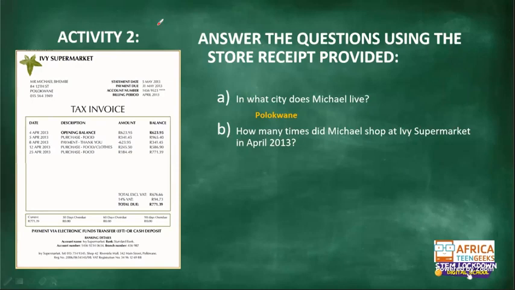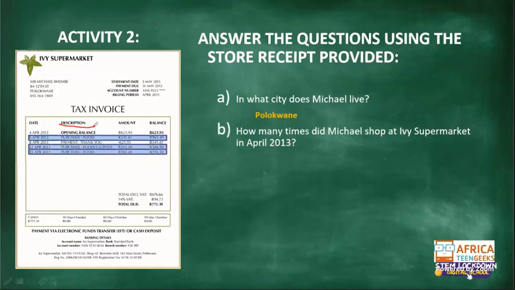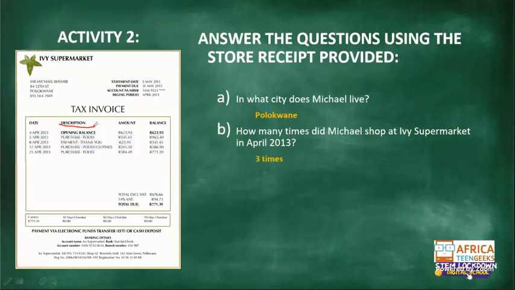How many times did he shop? If we look at the statement, it actually says in the description, here's a description. And if we go down the description, it says opening balance, purchase, payment, purchase, purchase. So how many times did Michael shop at Ivy Supermarket? There we go. He only shopped 3 times. Well done, guys.